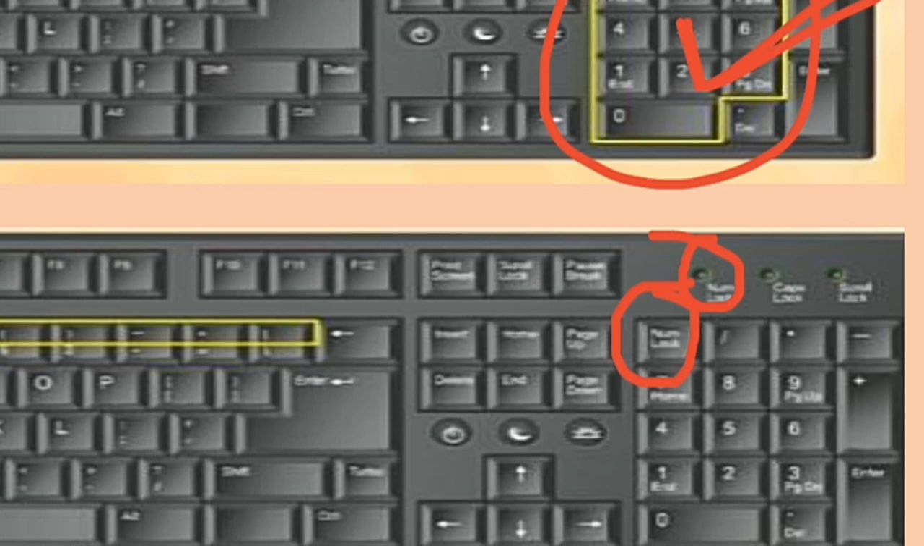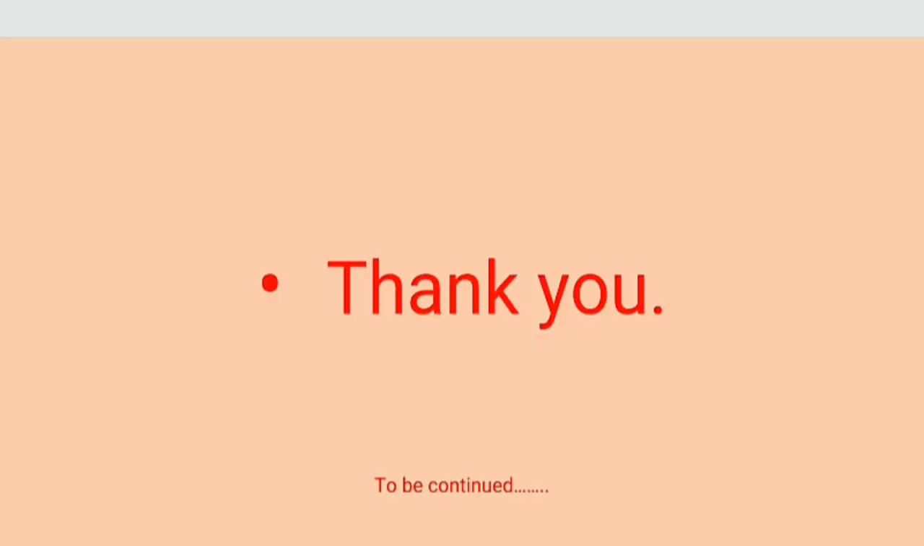When the green light is there, only then are you able to type the numbers with this keypad. Otherwise, you are not able to type the numbers. If no light is there, then you are not able to type the numbers with this keypad. So for doing work on this keypad, you always have to press the num lock key. I hope it's clear to everyone. If you want to type the numbers on the right side keypad, you have to first press the num lock, and after that you will start typing. Then only those numbers will work.